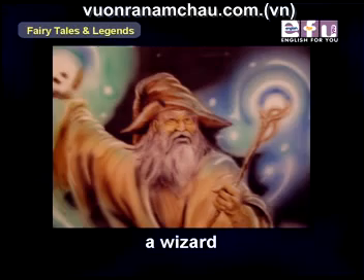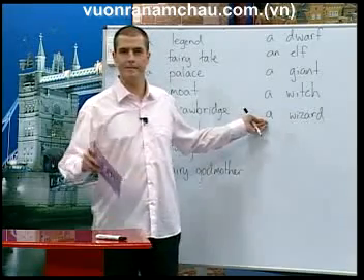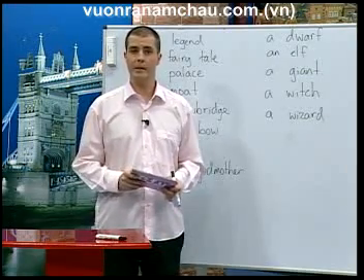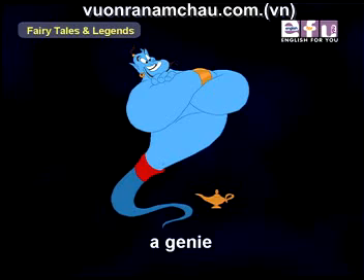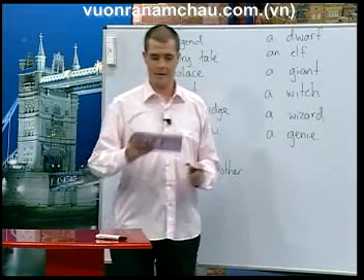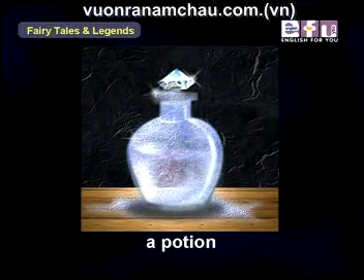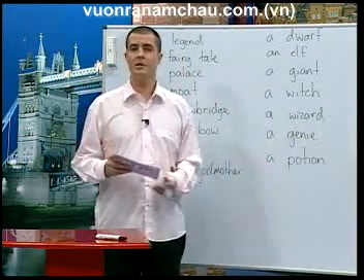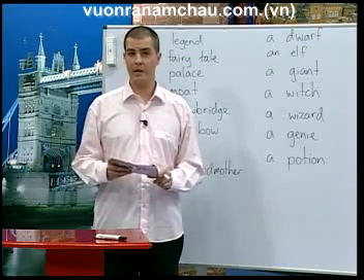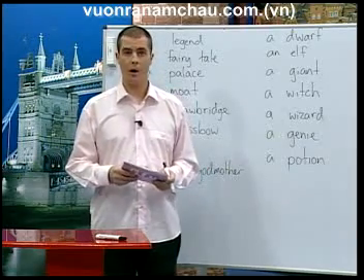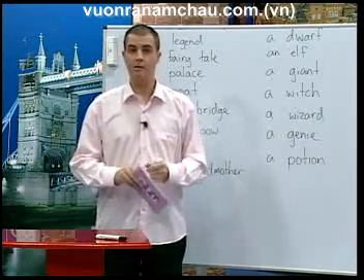A wizard. A wizard is an old man with magical powers, and a wizard is similar to a magician. A genie. A genie is a magical spirit that lives in a lamp. And finally, a potion. A potion is a drink that has a magical or special effect on the person who drinks it. Witches often make potions.